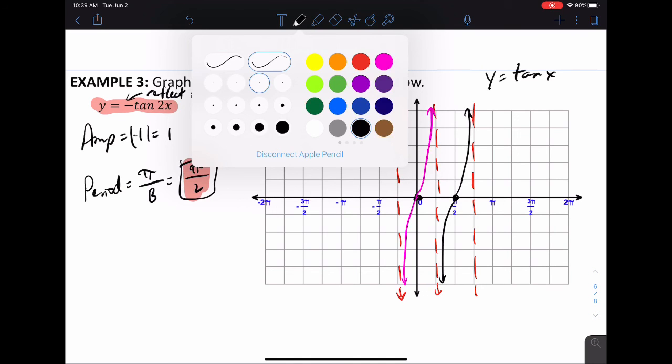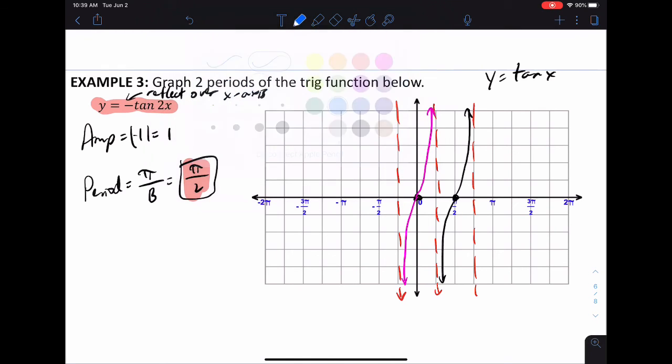Let me try a different color again. So this one is going to come down, this one is going to come up. Let me erase just this part here. The same thing is going to happen here. It's going to repeat itself.